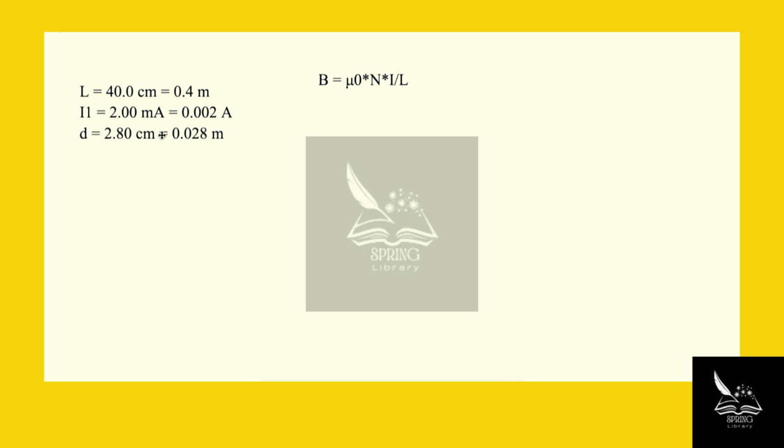And we're told the diameter as well. And we're told that one of the currents in one of the wires is going to be fixed at 2 milliamps, which is 0.002 amps. And what we're trying to figure out is the number of windings in wire 1 and in wire 2. So this is the magnetic field if we had just a regular solenoid with only one wire. N is the number of windings, and I is the current in that one wire.